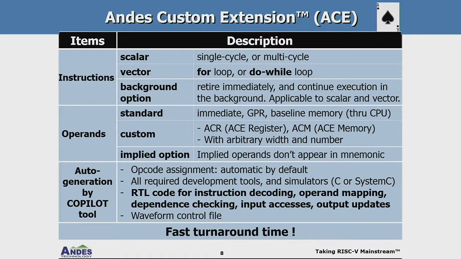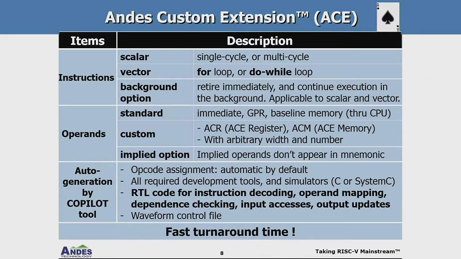So next, I'm going to talk about AndesCore Custom Extension. Through this ACE, we allow customers to add scalar instructions and vector instructions, and the instruction can be single cycle or multi-cycle, and can run in the foreground or in the background. And the operand can be a standard operand, just like existing standard instructions: take an immediate, take a GPR, or take baseline memory. Or you can design a custom register or custom memory with arbitrary width and number. And also the operand can be implied. In that case, it doesn't appear in the instruction, so it doesn't consume encoding space.